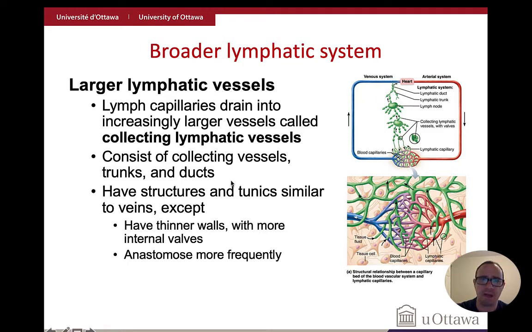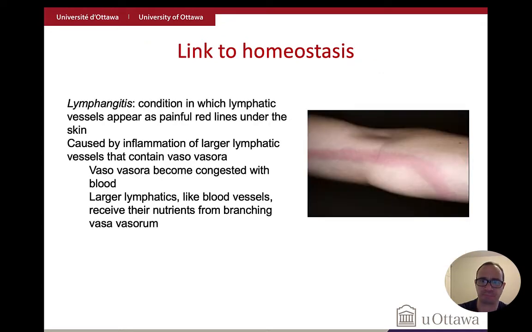These larger lymphatic vessels, the ducts and trunks, have structures that are similar to veins, really. They do have thinner walls, but they also have these internal valves. Why do they need those internal valves? They need them because this is a very low pressure system. And just as we saw with the veins, when you have a low pressure system, those valves will help to keep the fluid flowing in one direction. Problems can occur when that doesn't actually happen.